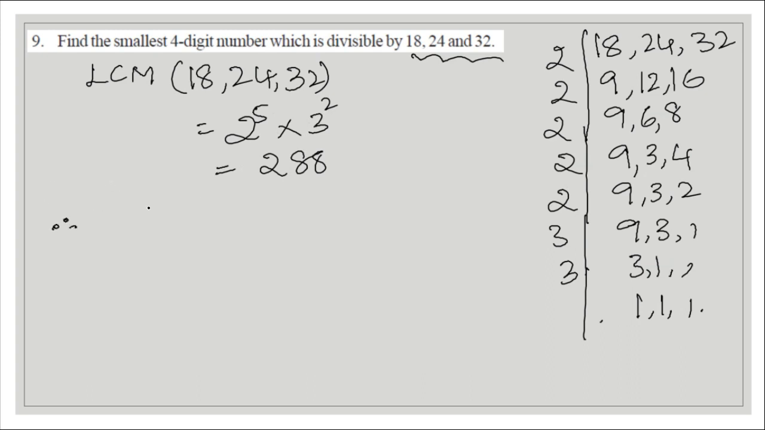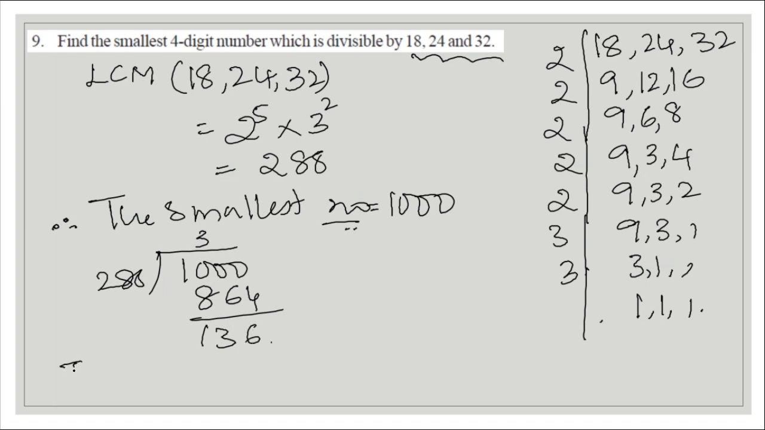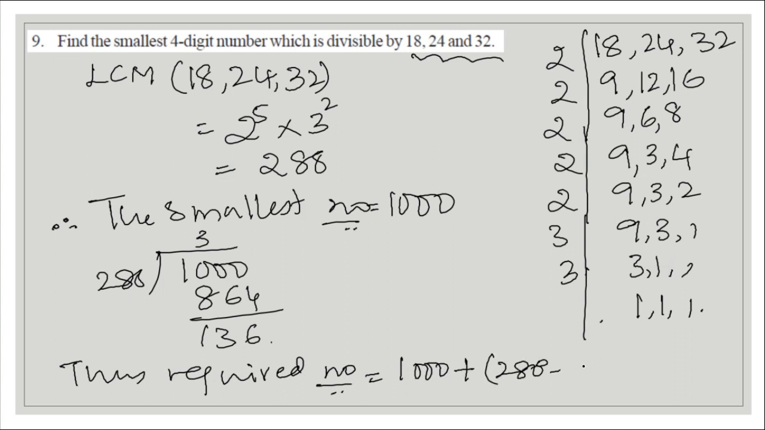Therefore, the smallest number: 1000 must be divided now by 288. 3 times is 864. 136 will be the remainder. Thus, the required number will be 1000 added to 288 minus 136, whatever the remainder is. 1152 will be the required number.